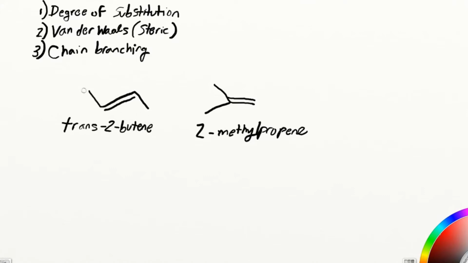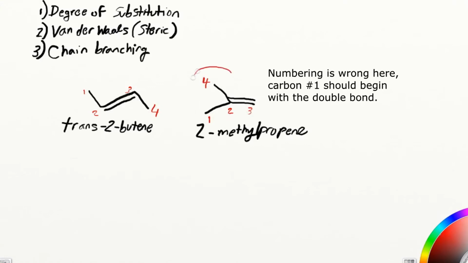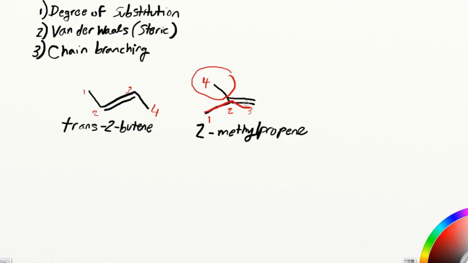If you see here, this is a 1, 2, 3, 4 carbon molecule. The same here, 1, 2, 3, 4. It's a 4 carbon molecule. However, this 4th carbon is coming off of a main chain which looks like this. Whereas if I look at this 4th carbon, it's actually part of the main chain, which looks like this. So that's where the difference comes, and that's where this branching rule comes into effect.